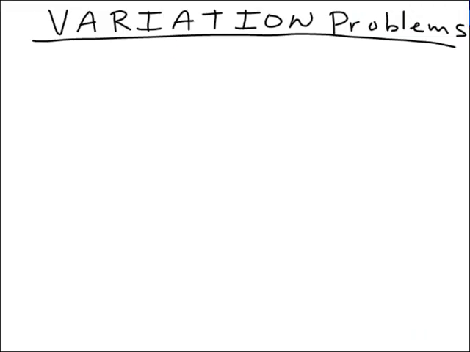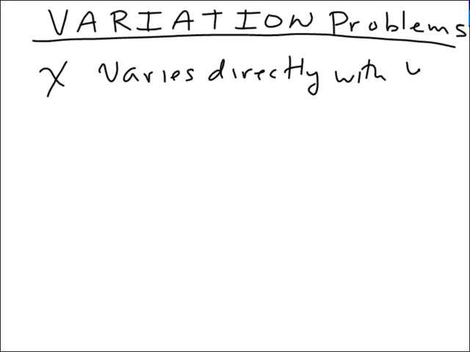Variation problems. There's generally two types, and we need to know how to handle each of them. If you're given that x varies directly with y, what you need to know is what that is. All it is for us is equal to k times. Whenever you see varies directly with, you think equals k times.